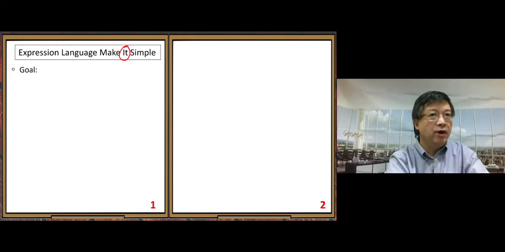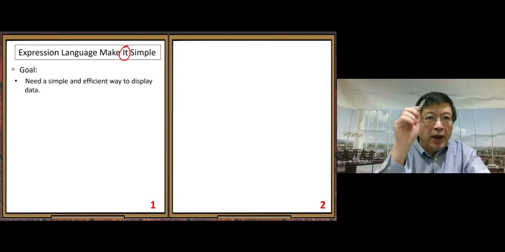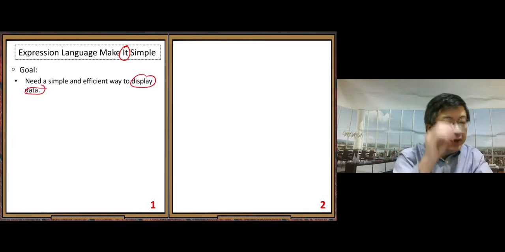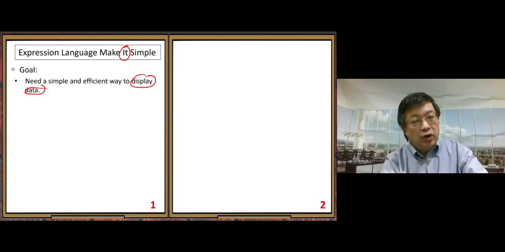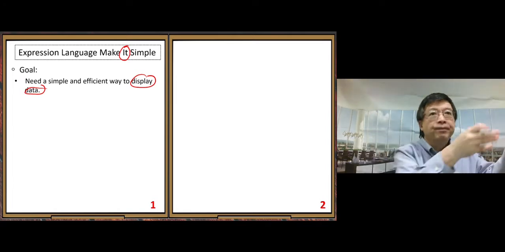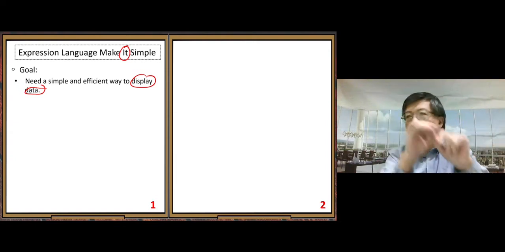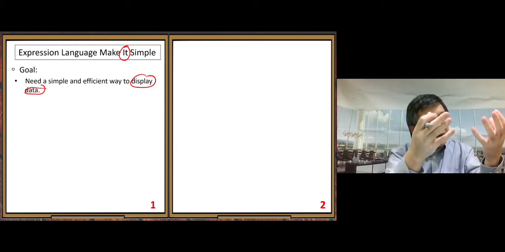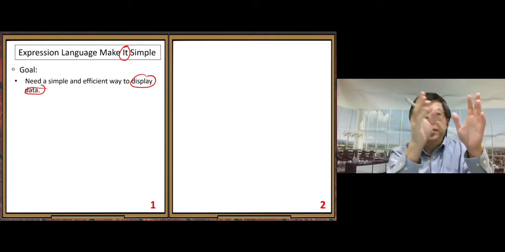First, let's look at the goal. We need a simple and efficient way to display data. In a JSP, usually we need to display a lot of data, right? So data is stored in different forms. When we retrieve data and display it, there are many different ways. So now, what is the simplest way to display data?